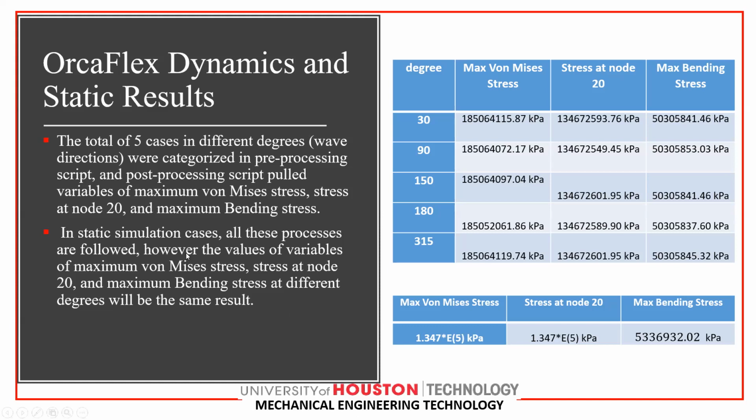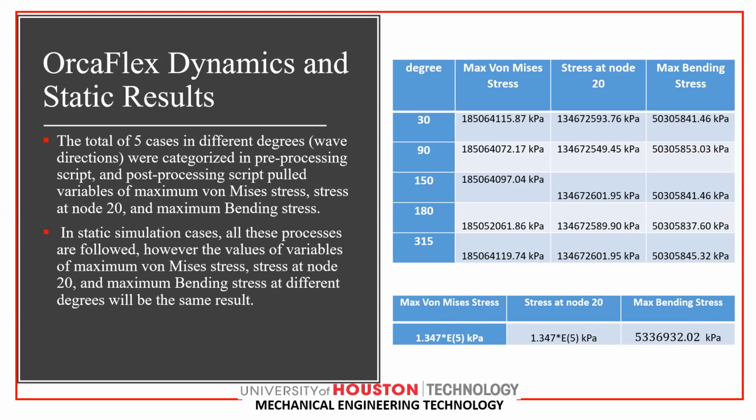In a static case, all these processes are followed like in the dynamic case. However, the values of the maximum wall mass stress, stress at node 20, and maximum bending stress at different degrees will be the same. This is a chart for the static case. The value of the maximum wall mass stress and stress at node 20 are equal to each other, which is 1.347 times 10 to the positive 5 kilopascal. And the value of maximum bending stress for the static case is equal to 5,336,932.02 kilopascal.